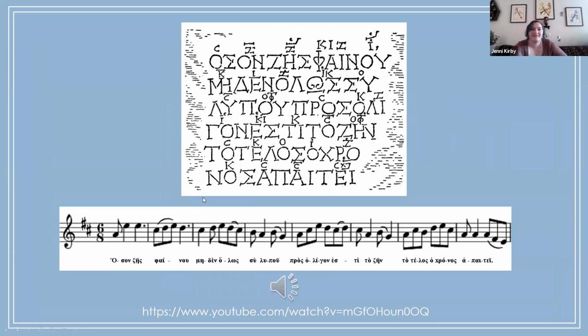So here is, again, a more clear image of what that looks like, with the Greek and then with the notation above it and our modernization.